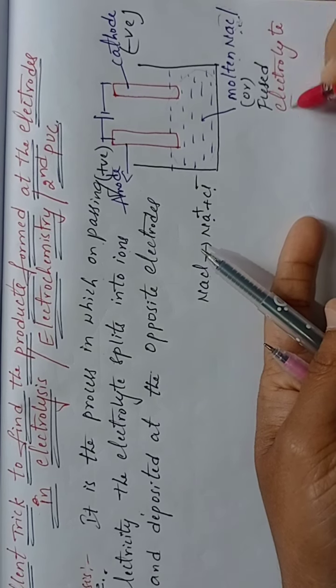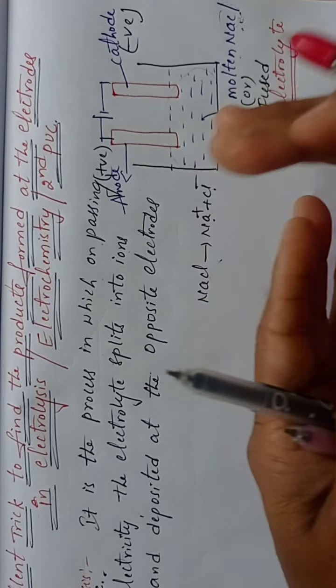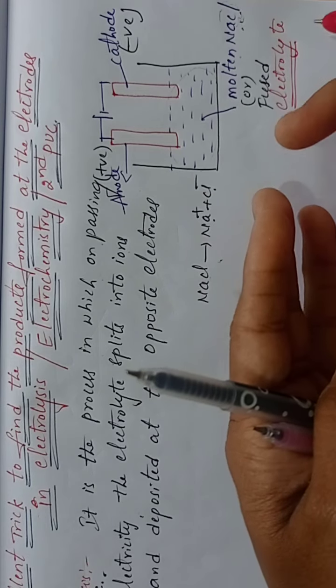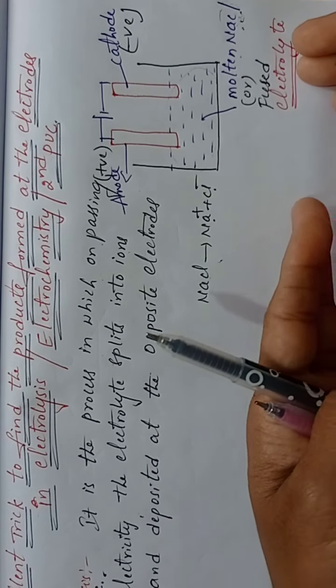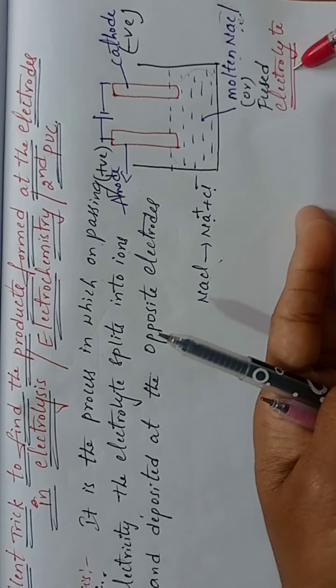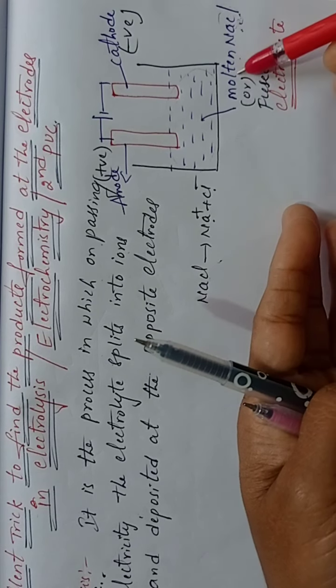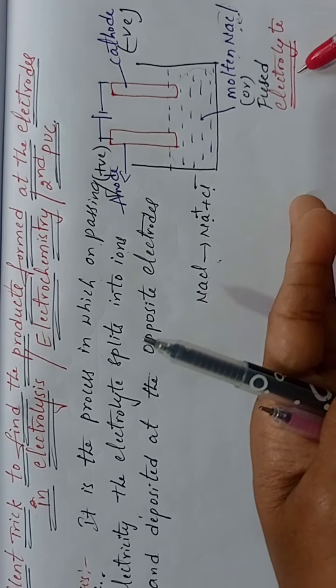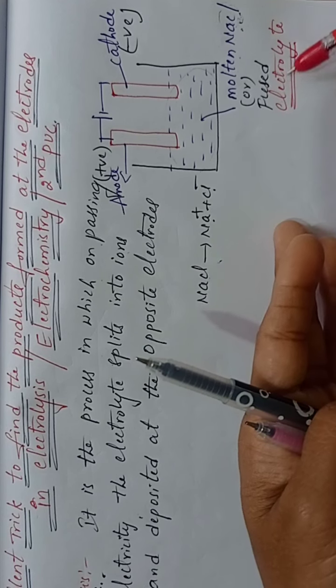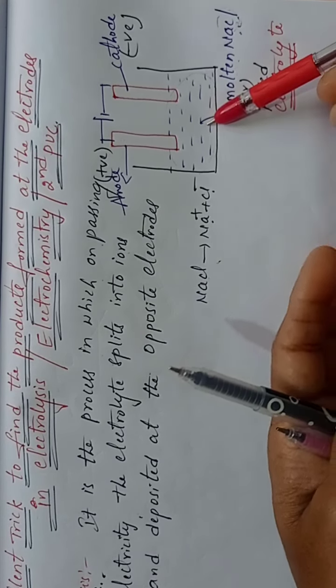Electrolyte solution. Clear this one? That means the substance which splits into ions by passing electric current is called an electrolyte. So this is the electrolyte, students. We are taking molten NaCl. This is the electrolyte. Now this electrolyte, by passing electricity, splits into ions.